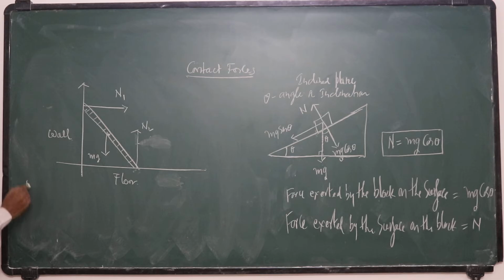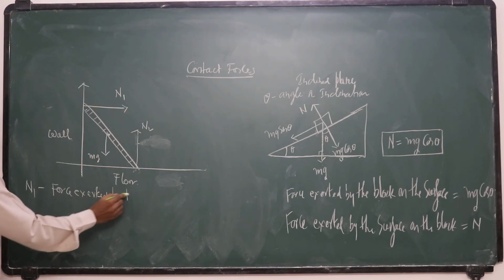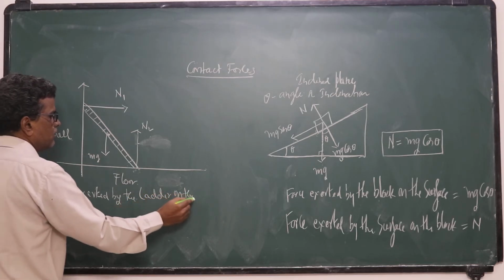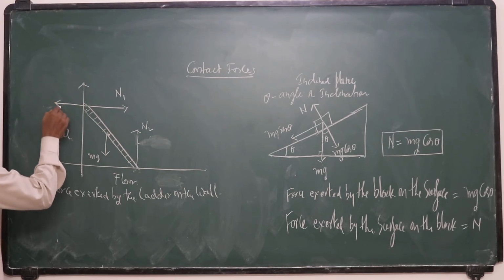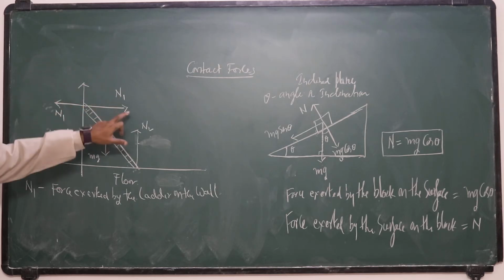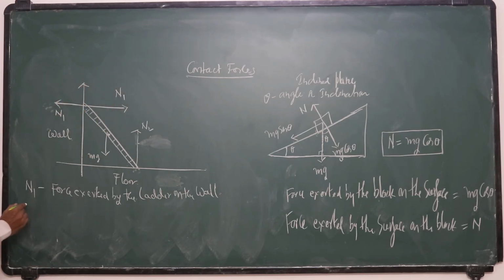Now, what is N1? It is the force exerted by the ladder on the wall, on the vertical wall. The force exerted by the wall on the ladder remains the same, in this direction. So this is an action-reaction pair. The force exerted by the ladder on the wall is N1, and the force exerted by the wall on the ladder is N1, exactly opposite, with the same magnitude.